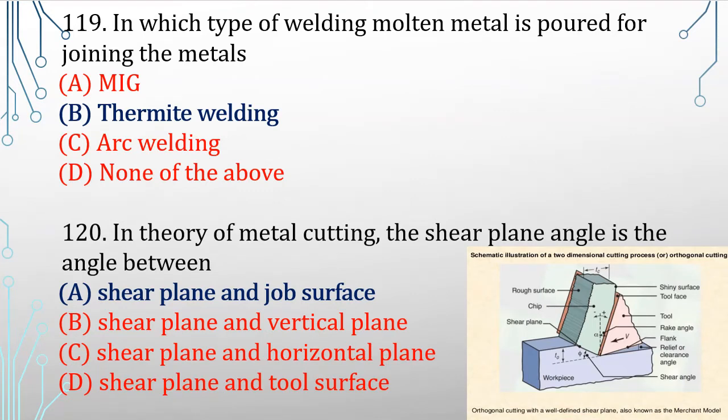In which type of welding is molten metal poured for joining the metal? So thermite welding will be the right answer. In thermic welding, Fe plus aluminum oxide, Al2O3 used.